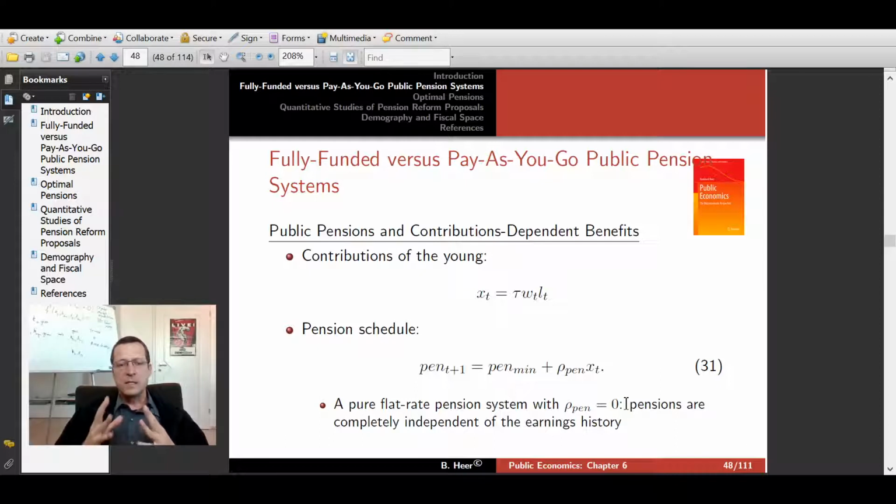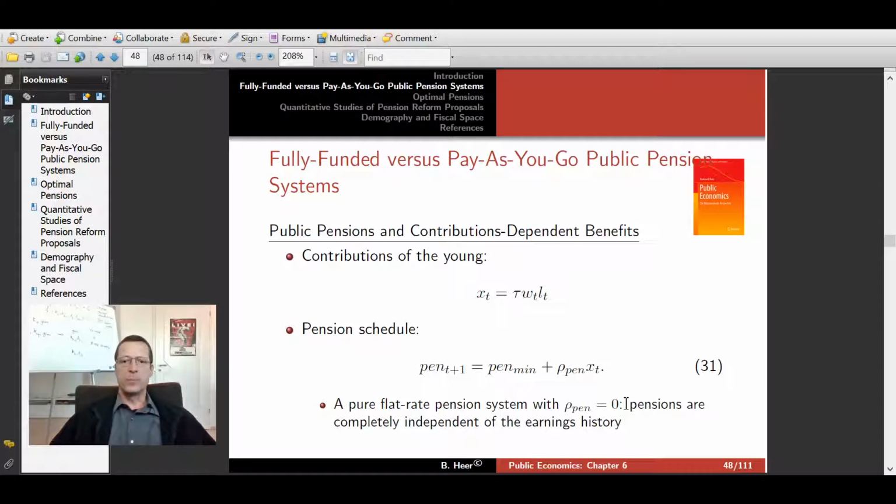We can characterize these different pension schedules in this world by equation 31. So your pension in old age in period t plus 1 depends on your contribution in period t, and your contribution is denominated by the variable x here. And your contribution is tau times w_t times l_t. Now we have a pension schedule that also has a lump sum component, pension mean.